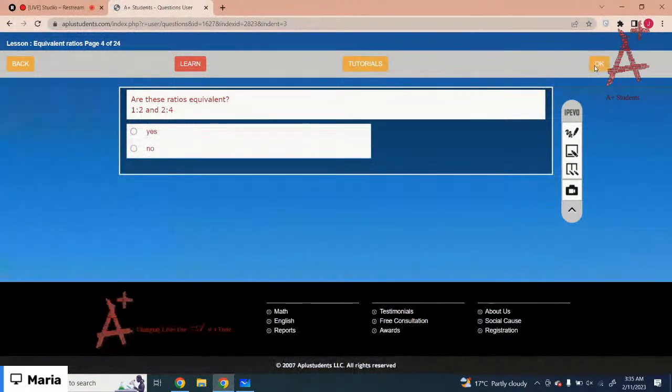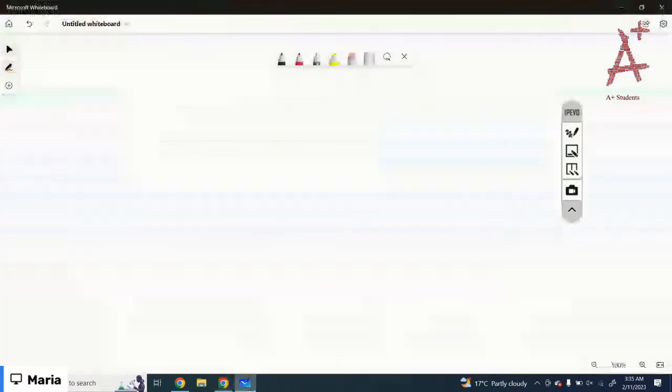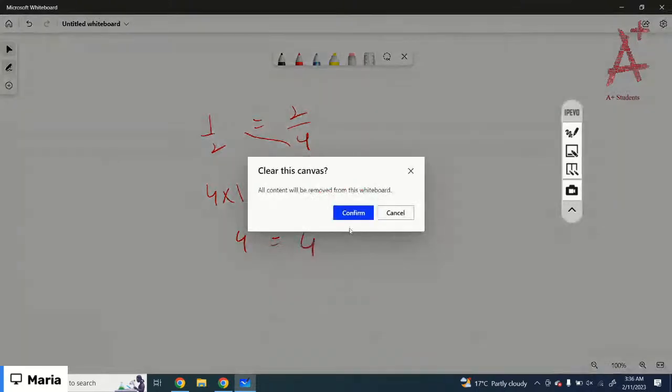Okay, the next one is, are these ratios equivalent? 1 by 2 and 2 over 4. Got it? Just do cross multiplication, it would be 4 times 1 and 2 times 2. So 4 times 1 is 4 and 2 times 2 is 4. So they are equivalent. That means yes, these ratios are equivalent. Got it? So the correct option is yes.